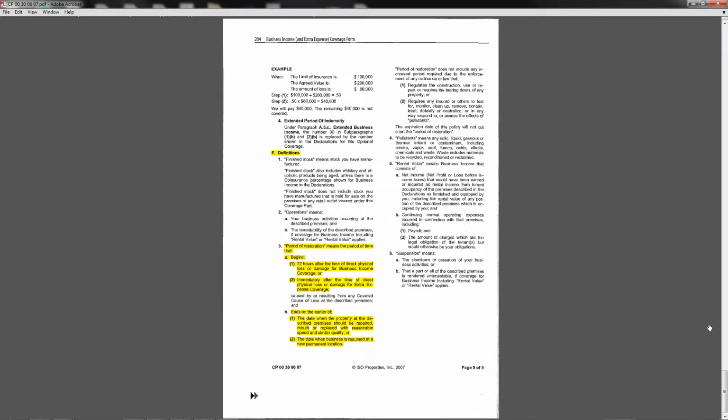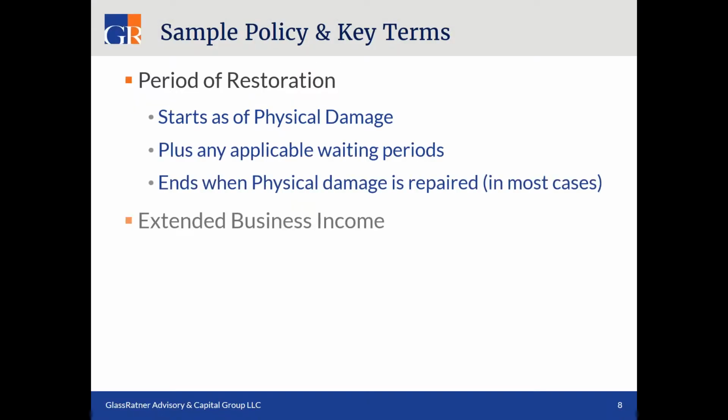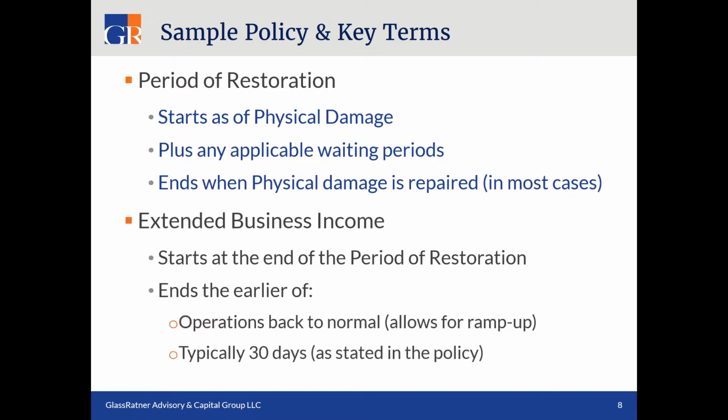So where do we go to find these terms? It's actually defined at the bottom of the policy, and one of those terms is the period of restoration. What you'll see is that it begins 72 hours after the time of direct physical loss or damage for business income coverage, and ends the earlier of the date when the property at the described premises should be repaired, rebuilt, or replaced with reasonable speed and similar quality, or the date when business is resumed at a new permanent location. So reasonable speed and similar quality essentially means like, kind, and quality. So we're not adding time to the period of restoration if there are modifications or upgrades and things like that. But essentially, when you're looking at the period, it's tied to the physical damage.